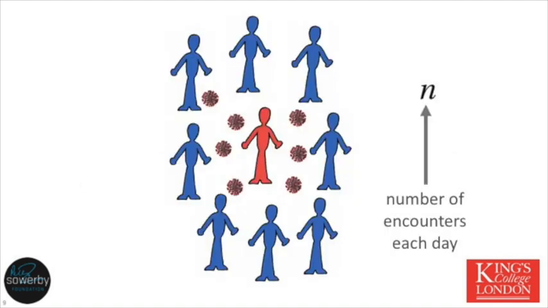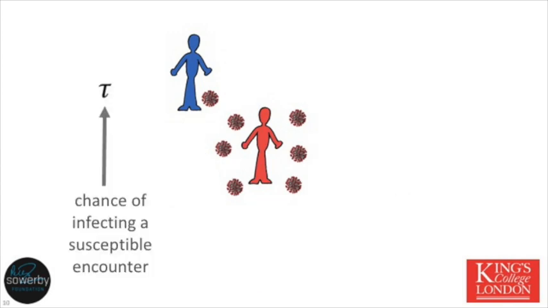We start by asking how many of those who are susceptible will become infected in one day. Think of a single infected person who comes into contact with N other people in a day in a way that could potentially infect them. And now think of the chance that one such encounter will lead to a new infection. We use the Greek letter tau for the probability that an encounter between an infectious person and a susceptible leads to the latter becoming infected.